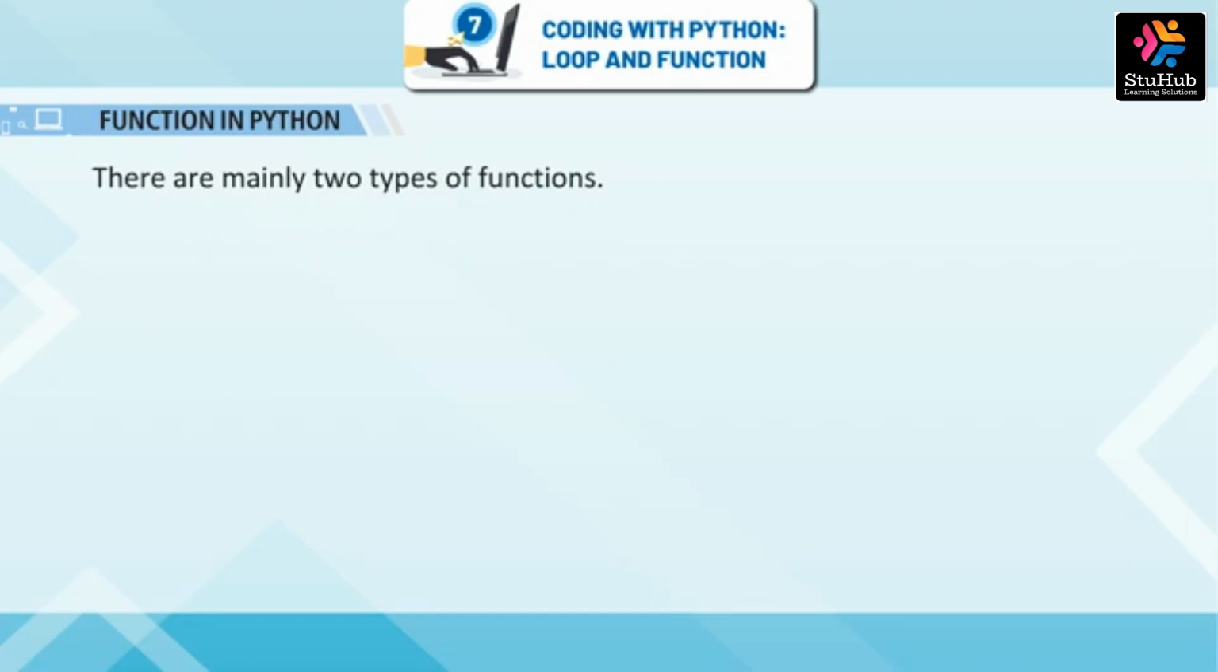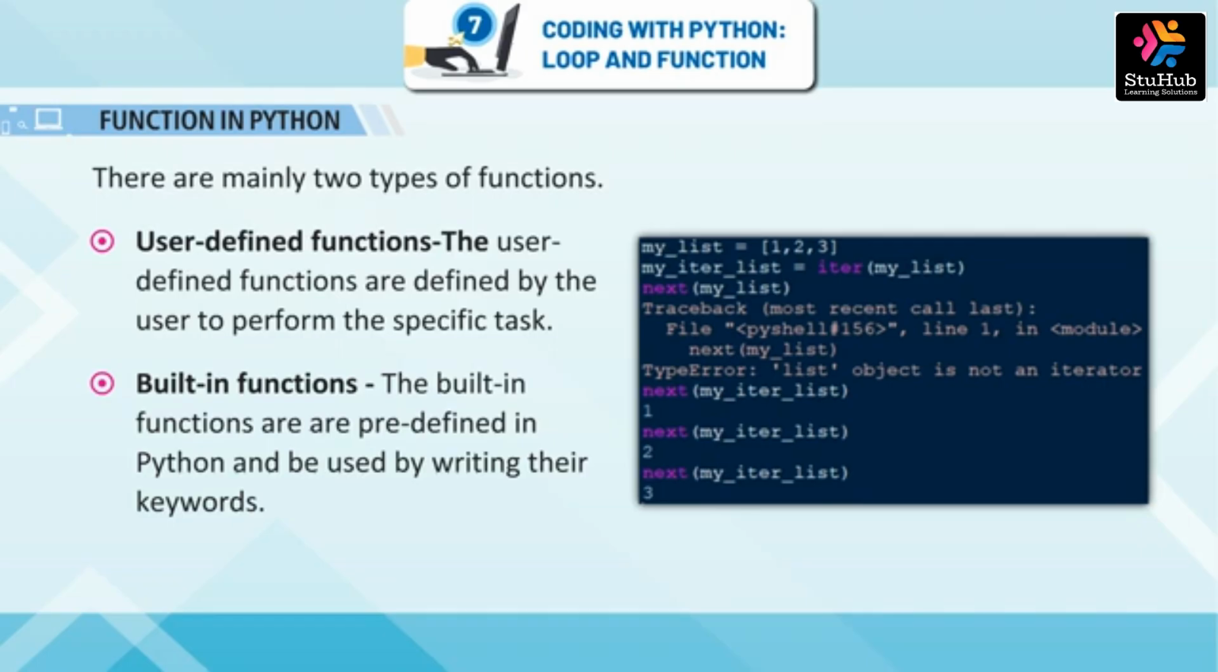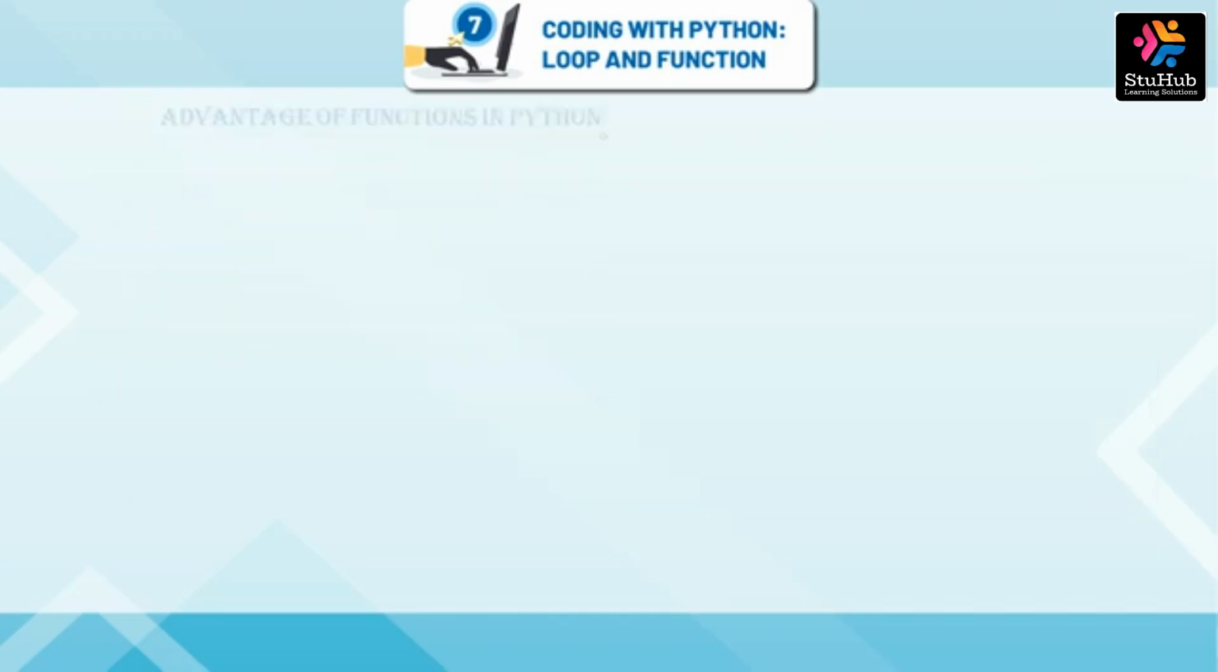There are mainly two types of functions. User-defined functions: the user-defined functions are defined by the user to perform a specific task. Built-in functions: the built-in functions are predefined in Python and can be used by writing their keywords.